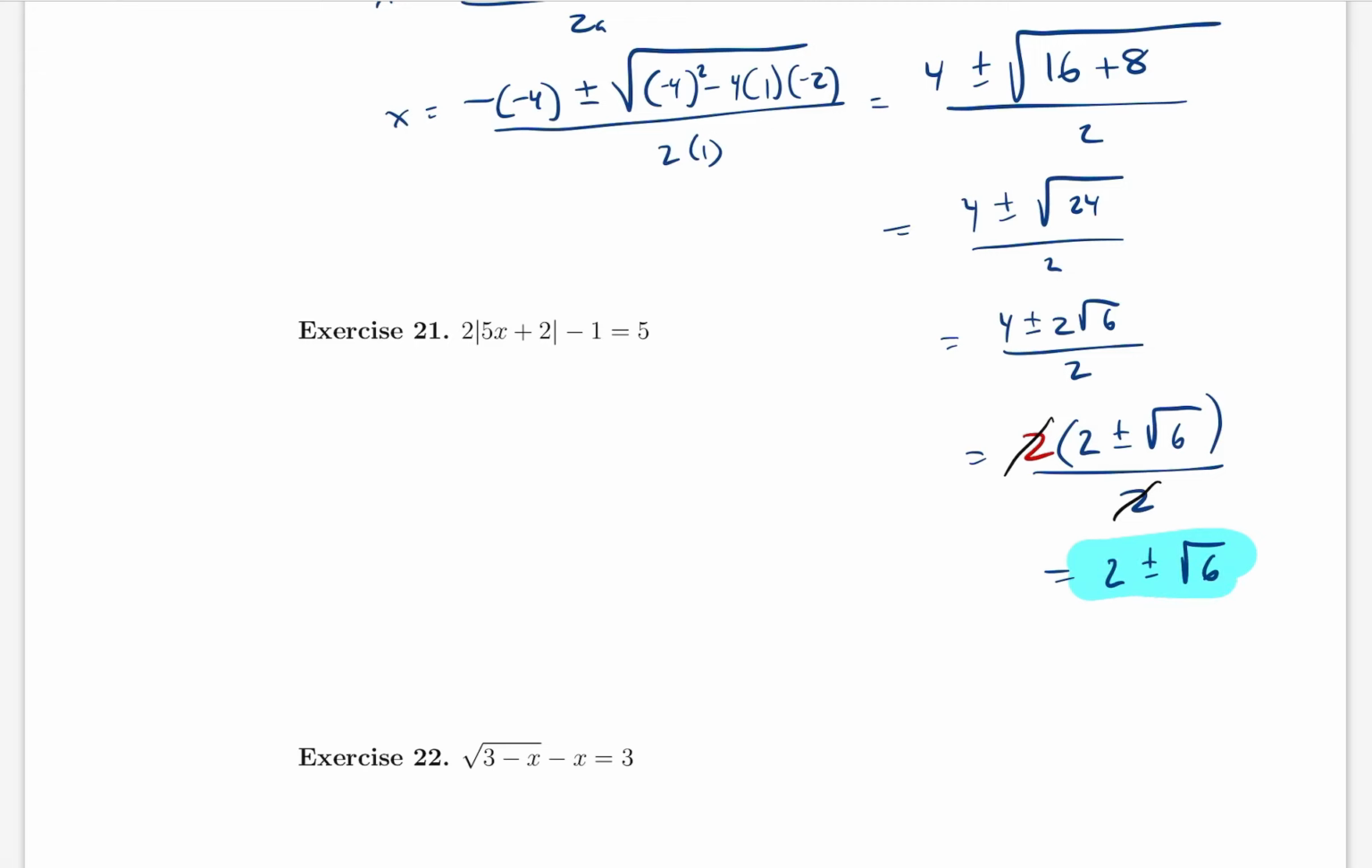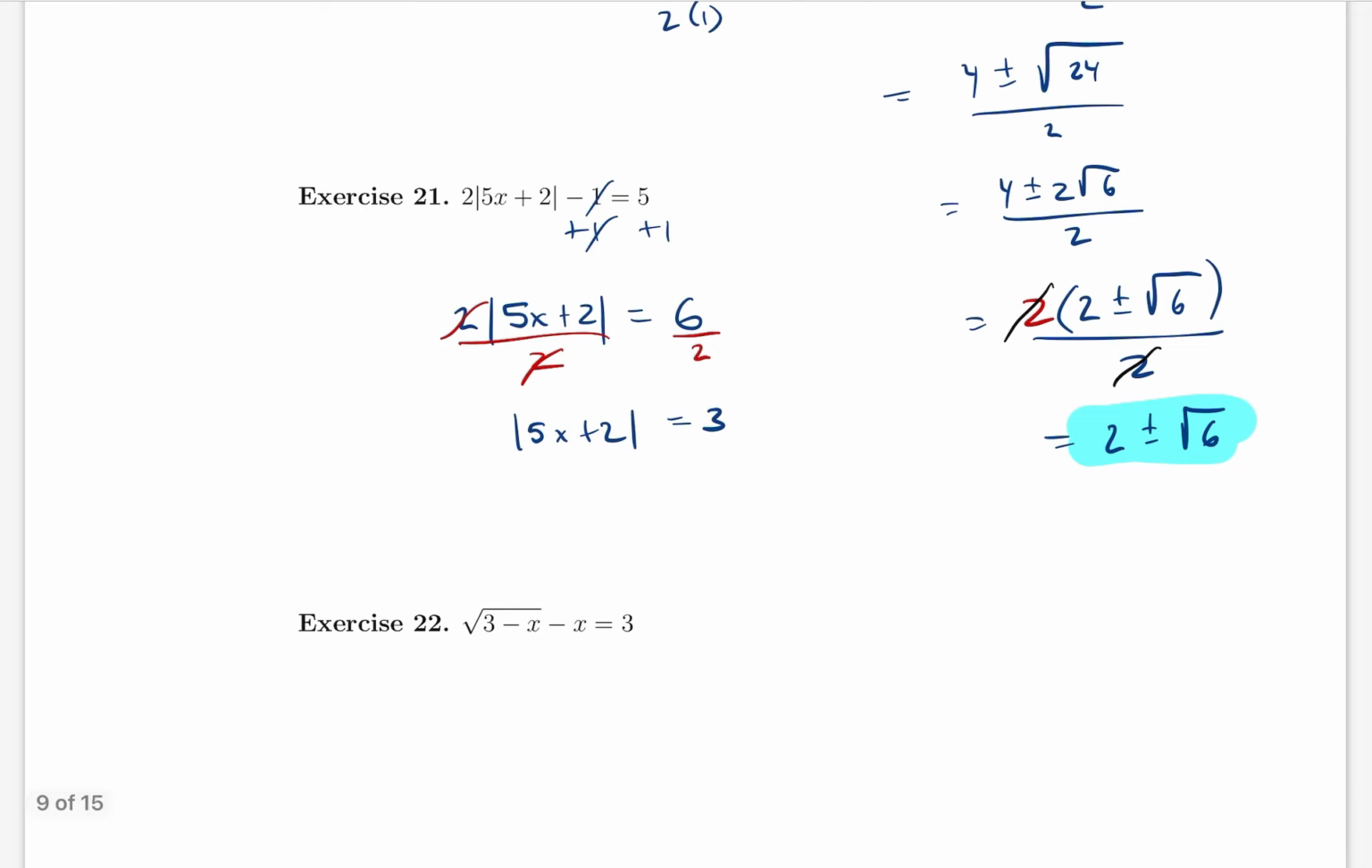For the next equation, we have an absolute value. To solve for absolute value, first you need to isolate the absolute value. So to do that, we should add 1 to both sides. And that gives us 6. Then we can divide by 2. And now we have the absolute value isolated on the left side.